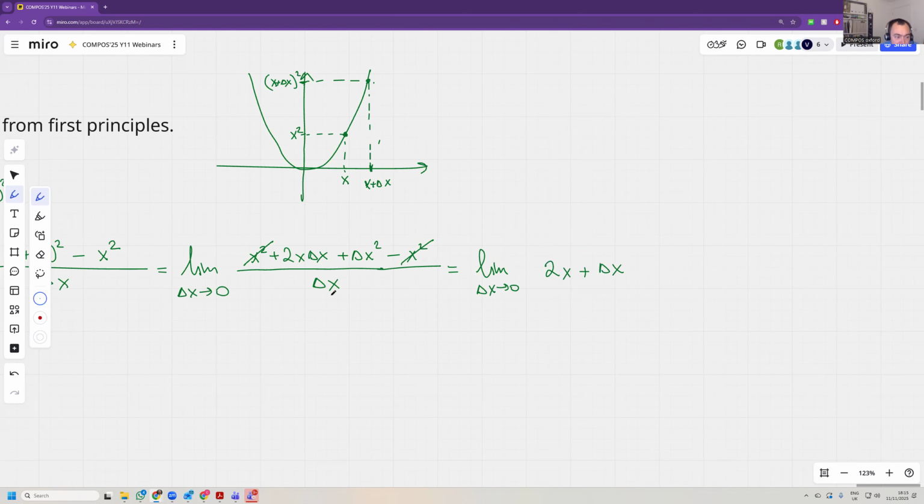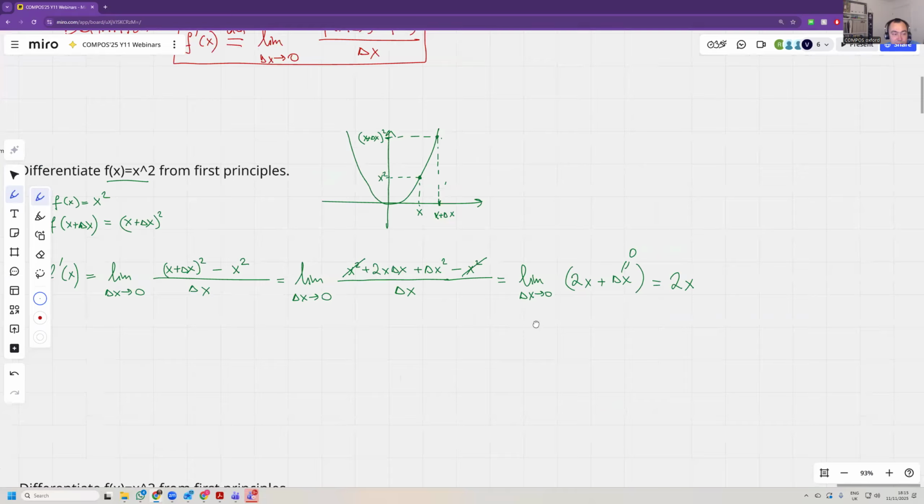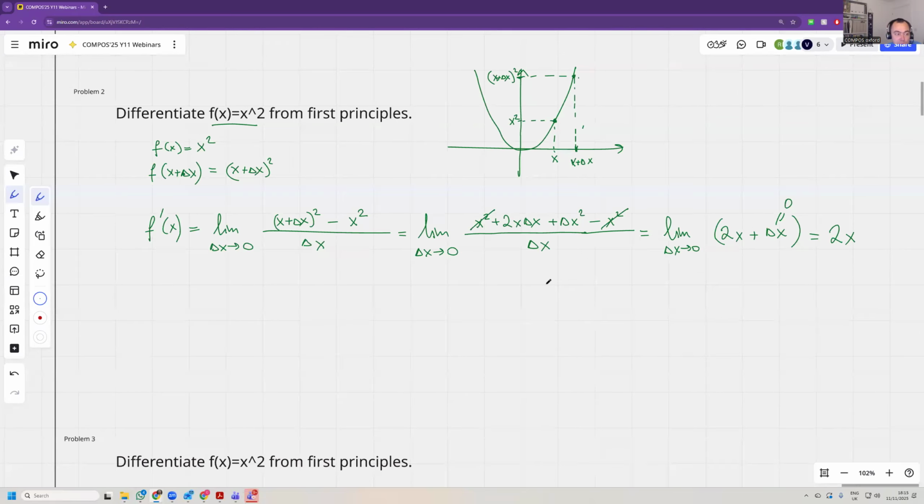I've divided both by delta x, right? So I get this. But delta x tends to 0, so this is just 0, so it's equal to 2x. So the derivative of x squared is 2x. So if f of x is x squared, then f dash of x is 2x.